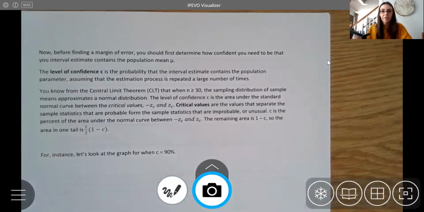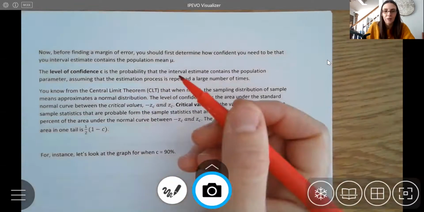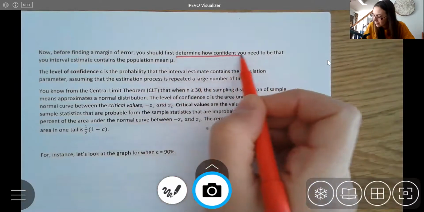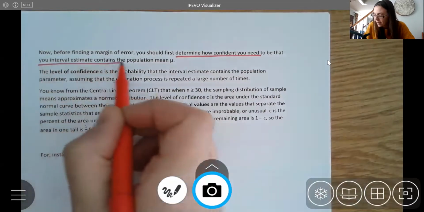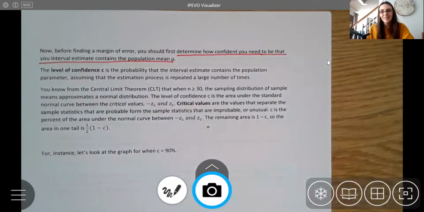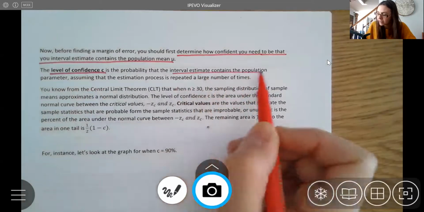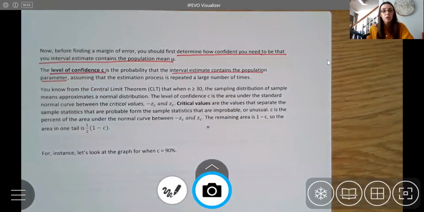Now, before I show you how to actually find the margin of error, there's something we have to do first. You have to determine how confident you want to be that your interval estimate actually does contain the true population mean. So this is a different idea here: we're going to have a level of confidence that our interval estimate actually does contain the population parameter. Remember, when we're using that value 21.1, we think that the population mean is around there, but I don't know exactly where it is because I don't have all the population data, so we're estimating.